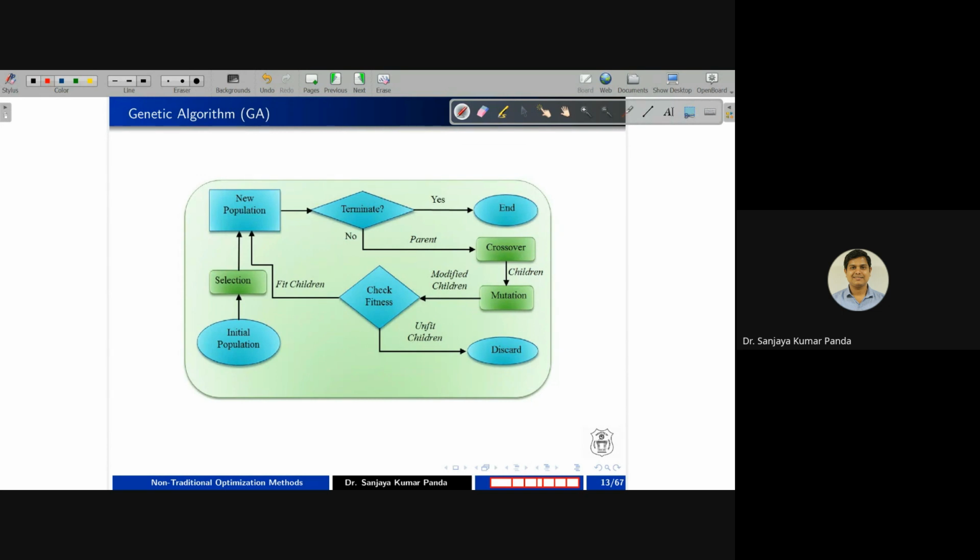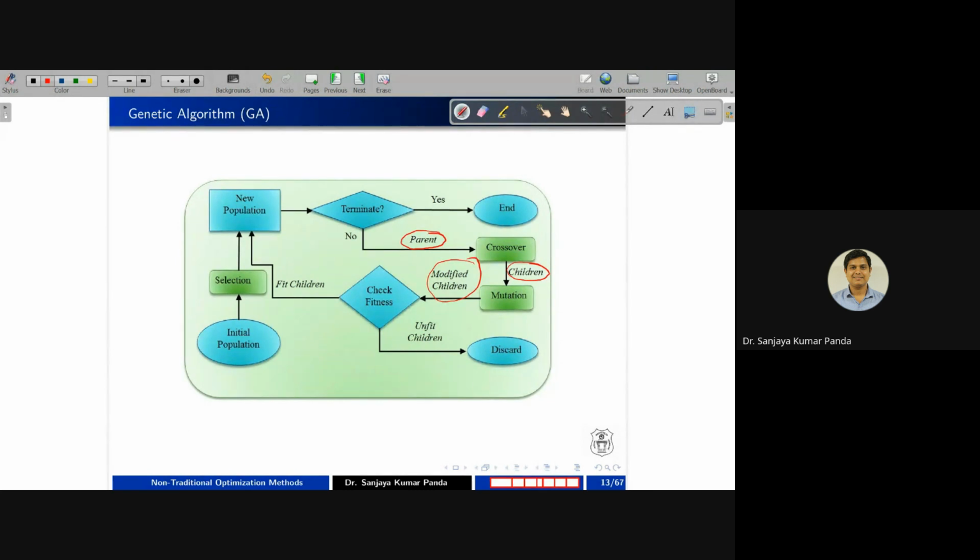But as mentioned in this flowchart, you can see crossover is always applied to whom? Crossover is applied to the parent. However, mutation is always applied to whom? It is applied to the children. So there is a misconception that we take 2 parents, perform crossover, perform mutation to generate the modified children. But that is wrong. The process is that crossover is applied to the parent, mutation is applied to the children to generate the modified children.